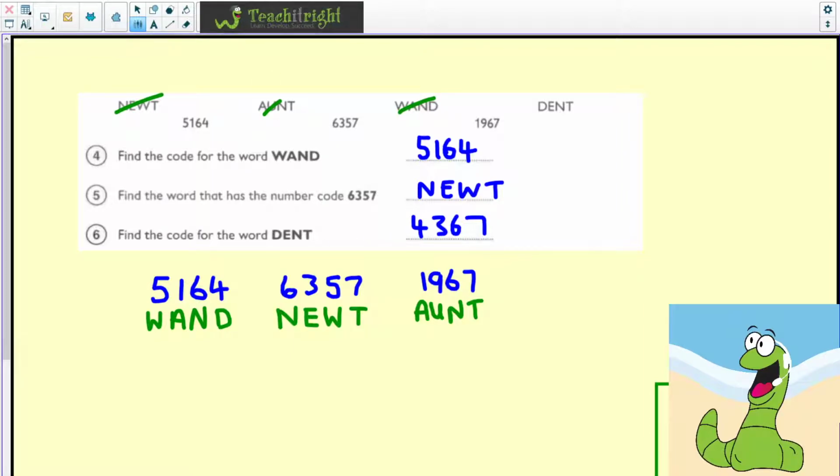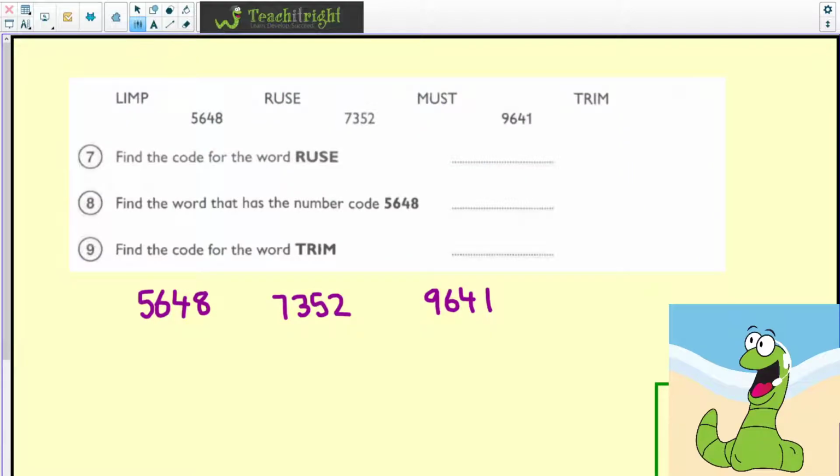Well done again if you managed to get those all correct. I think certainly with these, they do take a little bit longer. So if you didn't manage to finish them all in the time, don't worry. The more you practice these, the better I'm sure you will get. Let's have a look at the last one.